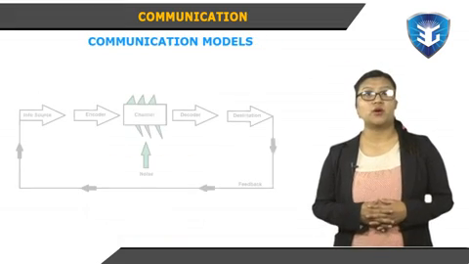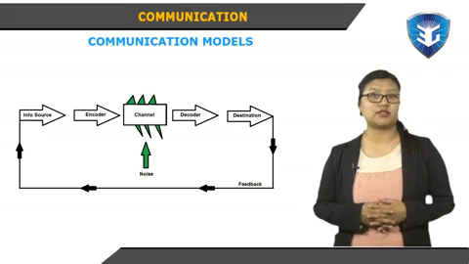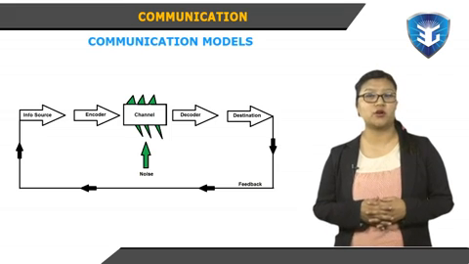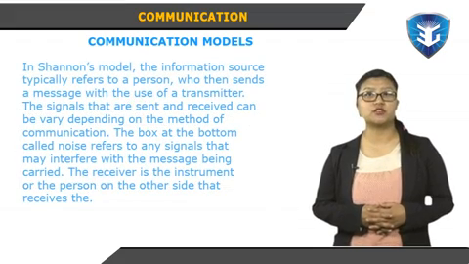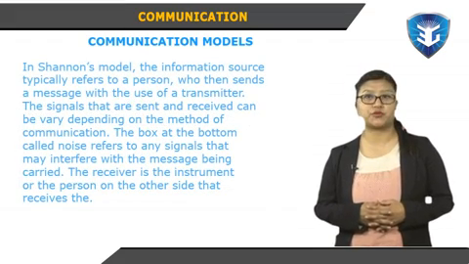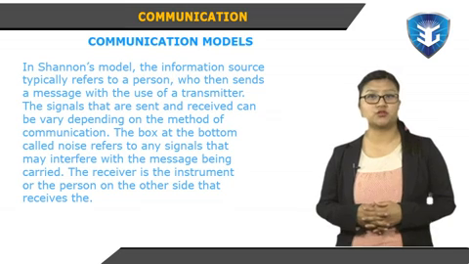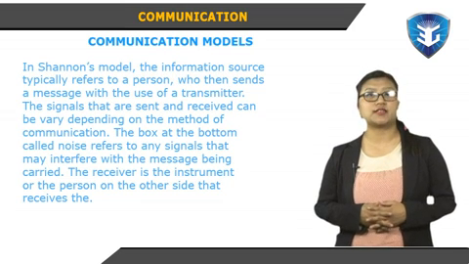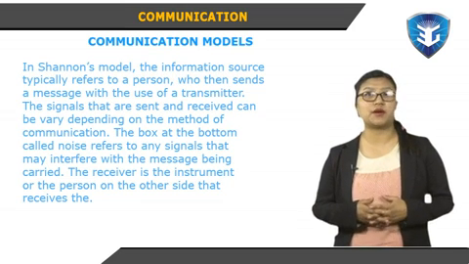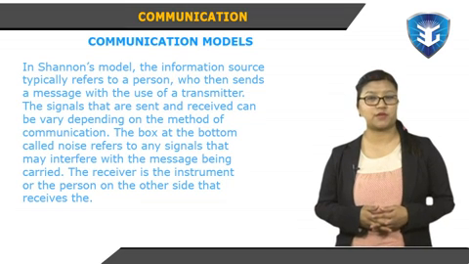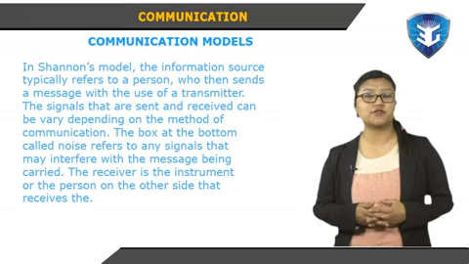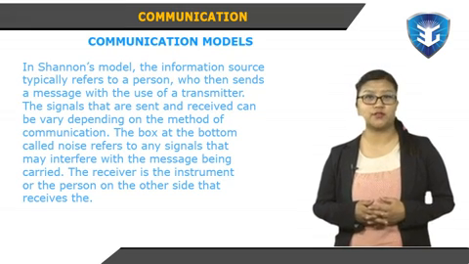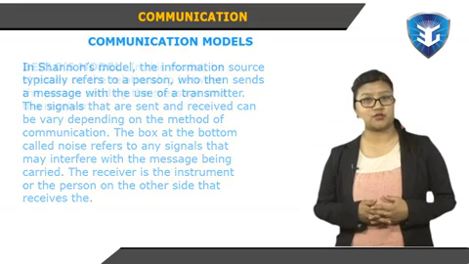Shannon's model. One of the earliest models of communication that was introduced was Claude Shannon's model. This was introduced in 1948. In Shannon's model, the information source typically refers to a person who then sends a message with the use of a transmitter. The signals that are sent and received can be varied depending on the method of communication. The box at the bottom called noise refers to any signals that may interfere with the message being carried. The receiver is the instrument or the person on the other side that receives the message.